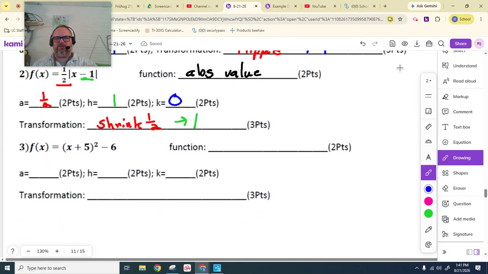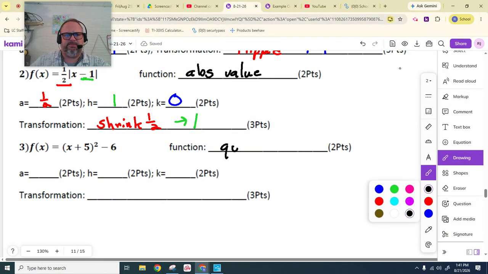I try not to totally destroy your chances of getting any points on this, especially on this first test. This is quad. All right, our a value is 1. That's no transformation. Nothing happens there. This would be -5, so this is left 5. And this is -6, and this would be down 6.